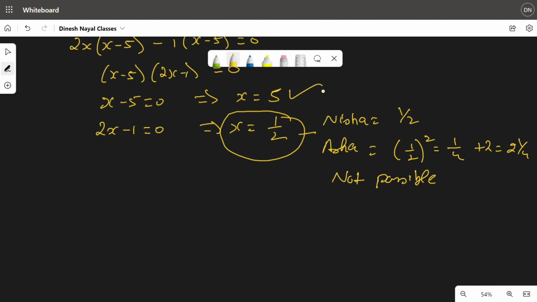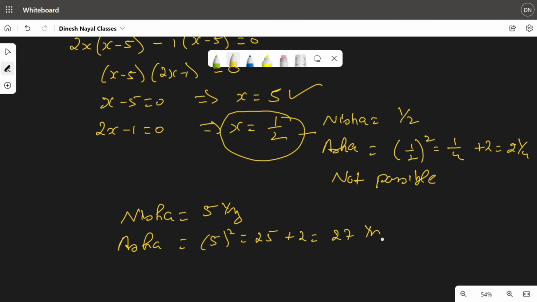So x equal to 1 by 2, we are ignoring that value. Now taking x equal to 5. Now see, square of it and then plus 2. If Nisha's age is 5, then her mother's age, Asha, that will be 5 square plus 2, which is 25 plus 2, which is 27. So this is possible. Hence we are taking this value. So x equal to 5. This is our answer. So the required age of Nisha is 5 years.